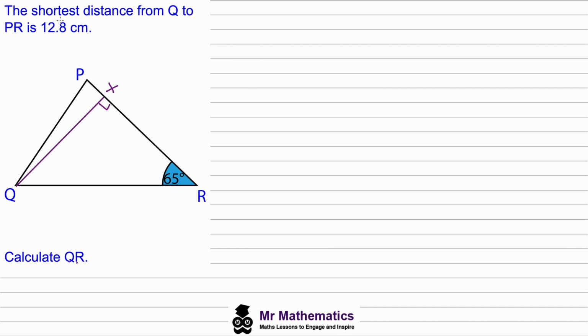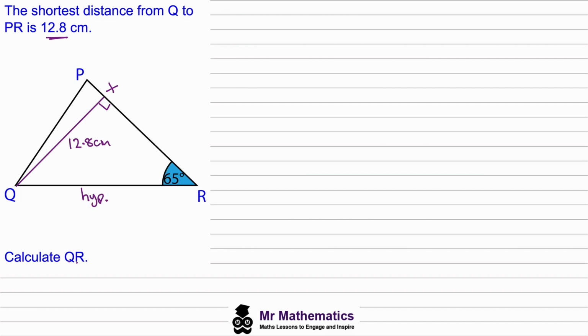And we're told in the question that the shortest distance from Q to the line PR is 12.8. So that will be this length Q to X. We'll label this as 12.8 centimeters. Now we have our right angle triangle, we can label our sides. We can see that this length is opposite the right angle. So this will be the hypotenuse of our triangle.